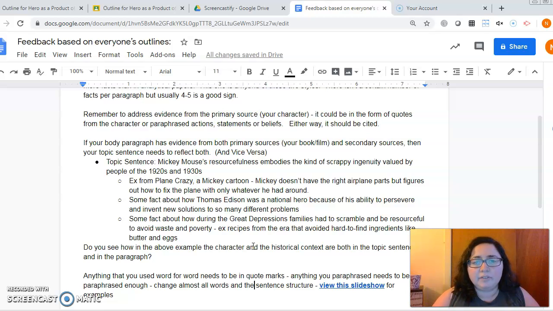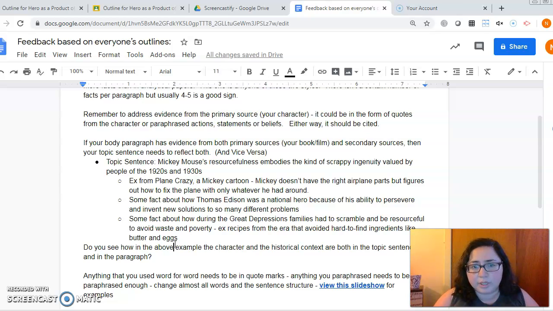So I've given you an example here so you can see what this was supposed to be like. Obviously, I did not put in the actual facts, I just described them. You would have actual facts here. So topic sentence would be something like, Mickey Mouse's resourcefulness embodies the kind of scrappy ingenuity valued by people of the 1920s and 30s.